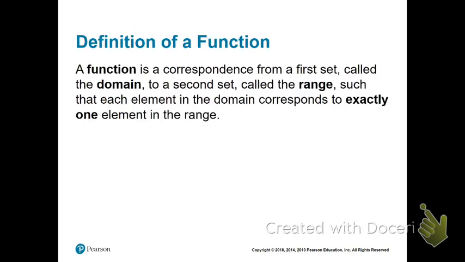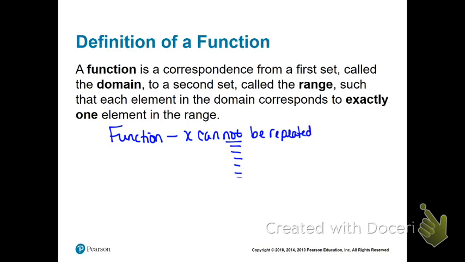Now, the definition of a function says a function is a correspondence from a first set called the domain to the second set called the range, such that each element in the domain corresponds to exactly one element in the range. So, what you've learned in the past is that for it to be a function, x cannot be repeated. So if we're looking at a group of ordered pairs, like we did in the previous example there, none of our x's can be repeated.